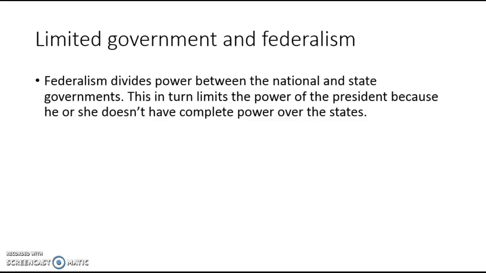Federalism divides power between the national and state governments. So that's a definition of federalism. This division of power, in turn, limits the power of the president because he or she doesn't have complete power over the states. The states have their own powers, their own reserve powers. Remember, that is with the 10th Amendment. And the federal government has its powers, and then, of course, they work together with cooperative federalism. But still, it does have a limiting influence on the president.